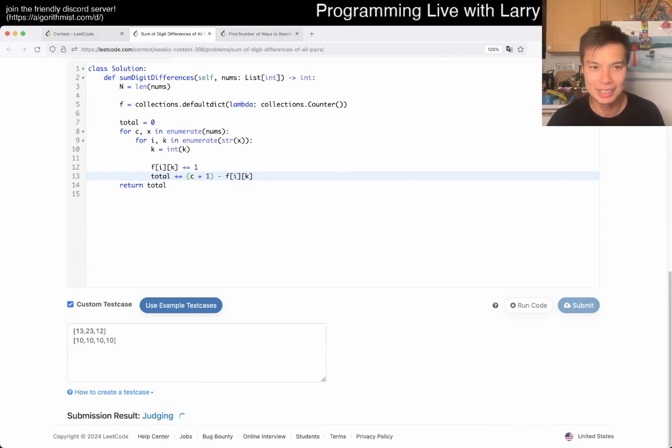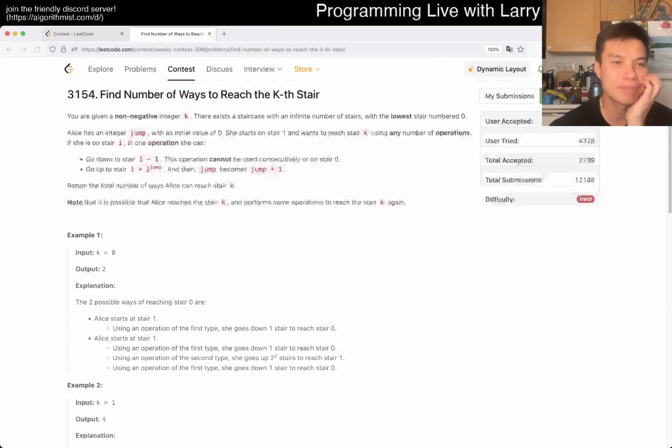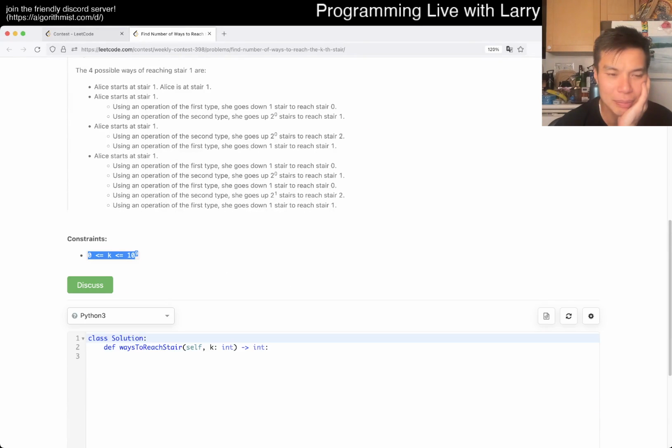No silly mistake, please. Find the number of ways to reach the cave stairs. You're given a non-negative integer k. The lowest stair is 0. Alice has integer jump, starting at 0, and she starts at stair 1. When she goes down, she goes to stair i minus 1. She can go up to stair i plus 2 to the jump. What is jump? Oh, it's initially 0.